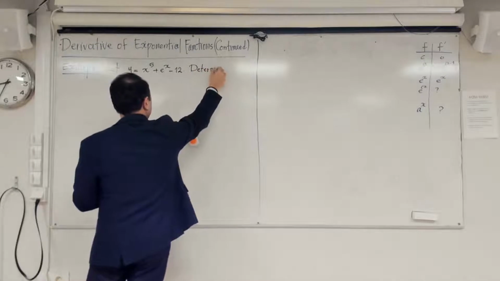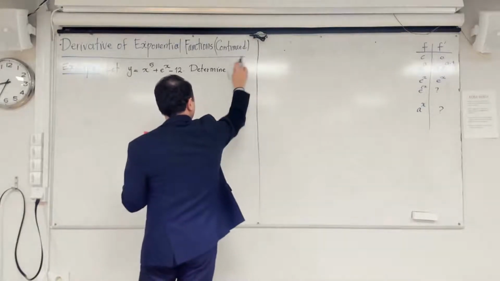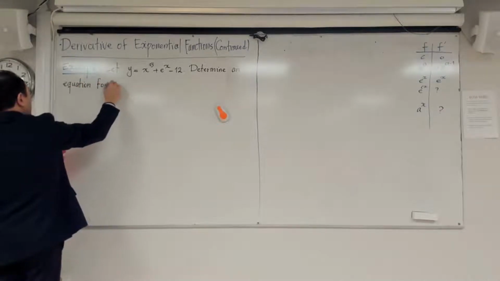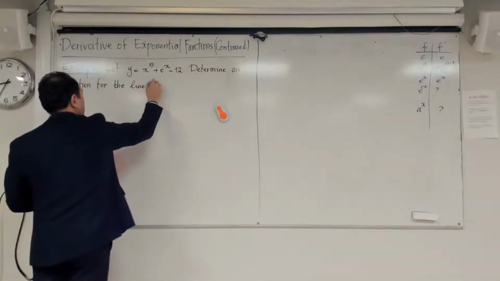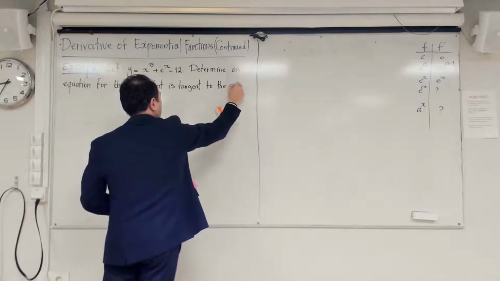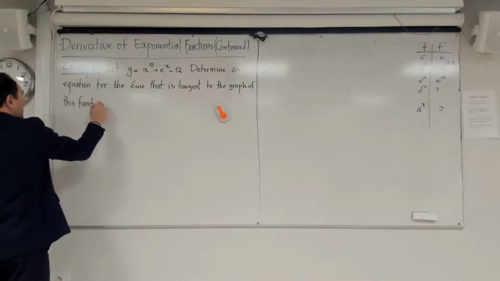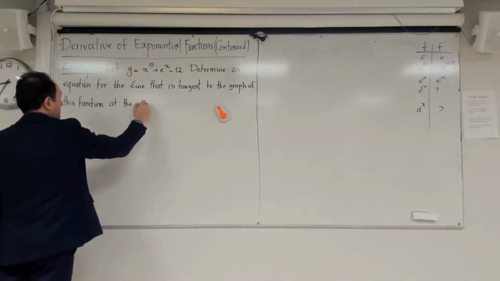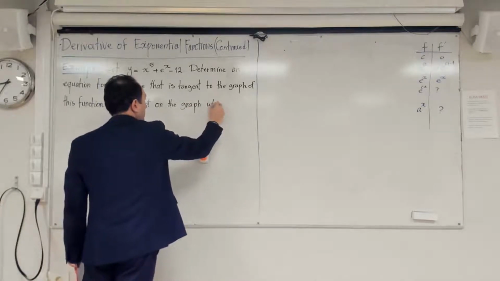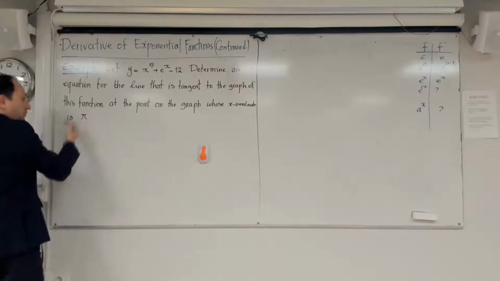Determine an equation for the tangent line, for the line that is tangent to the graph of this function at the point on the graph whose x-coordinate is pi, the famous pi number, yes.